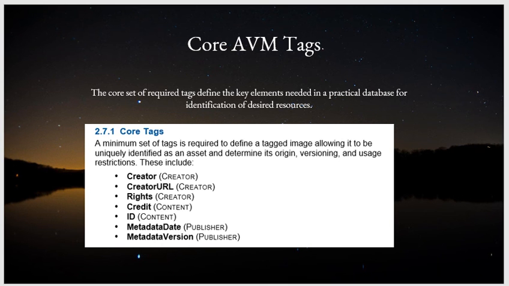The core AVM tags are the minimum key elements needed to identify an image or a resource. These tags are needed to determine the resource's origin, version, and usage restrictions. The tags are creator, creator URL, rights, credit, ID, metadata date, and metadata version.